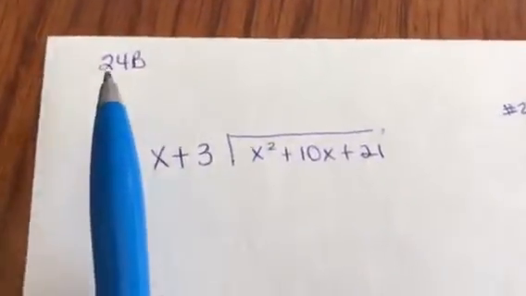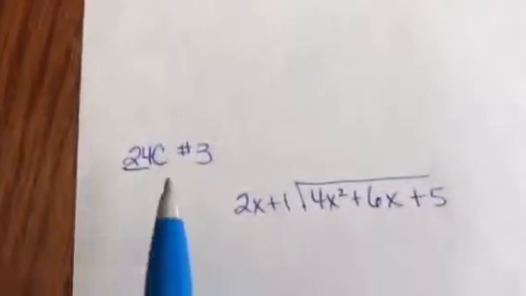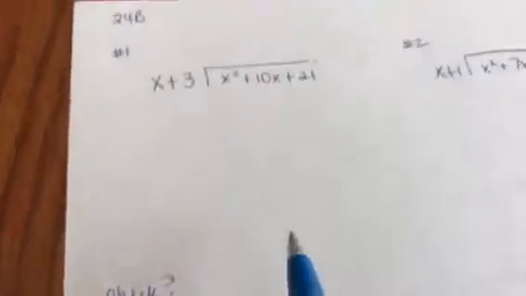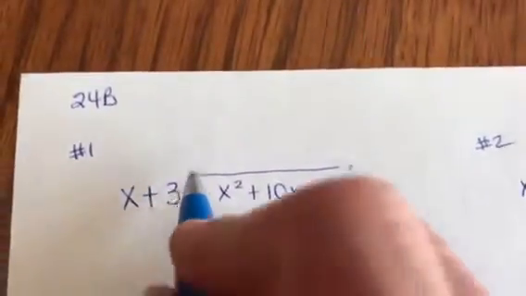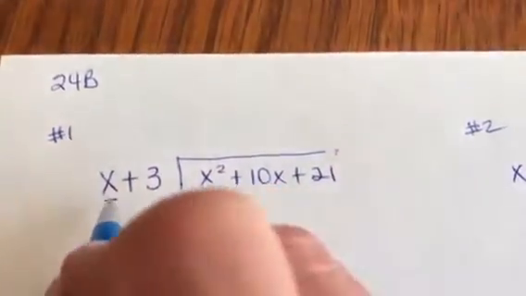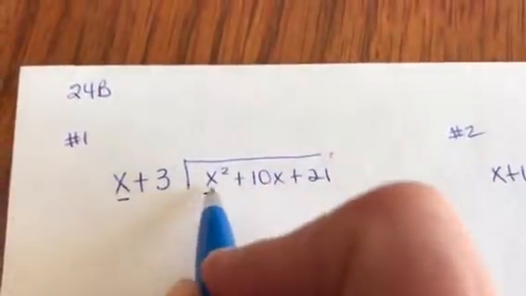This is for Algebra 1, and this is actually number 1 from 24B. I'm actually going to be here in a minute doing number 3 from 24C, so you might want to stay tuned. But when you're doing long division, what you want to do first is just look at these first values right here. You're asking yourself what times x would give you this, okay?